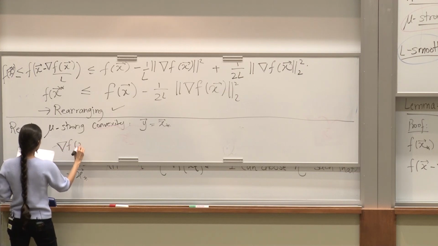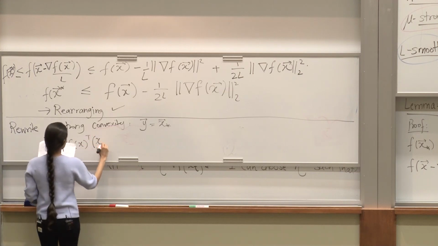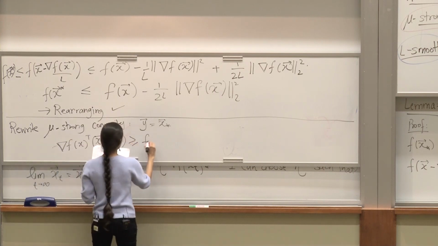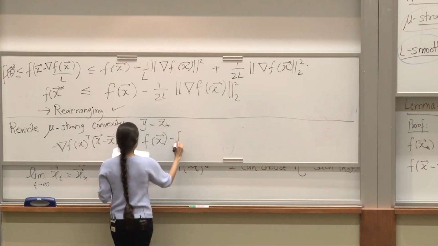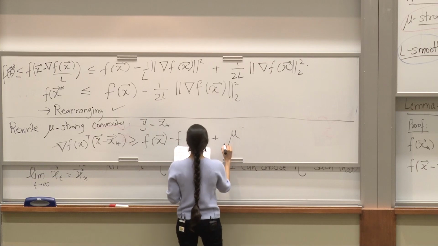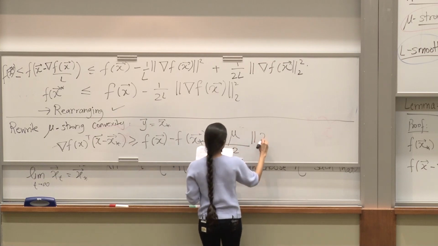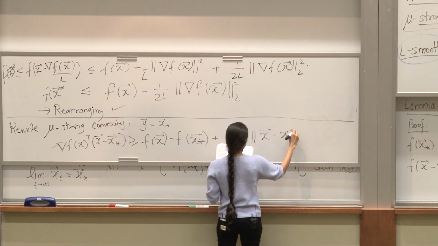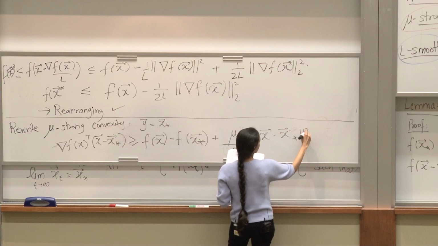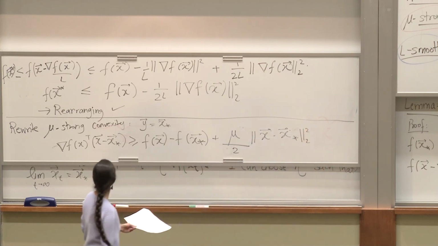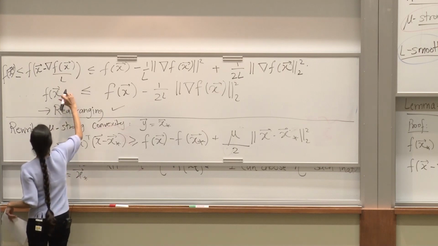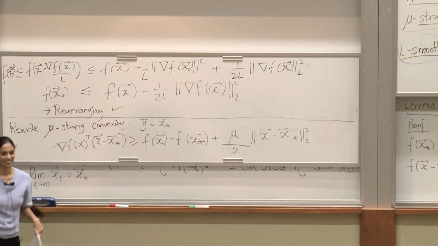Gradient of f of x, x minus x star, is greater than or equal to f of x minus f of x star plus mu over 2, x minus x star. Sorry, I have a tendency to write the x stars as superscripts and subscripts both, but I just mean the same thing, even if I write it up or down.